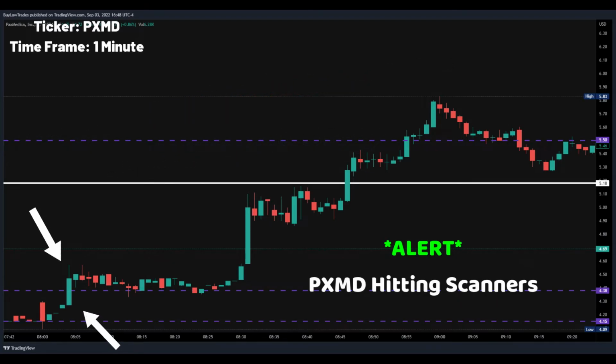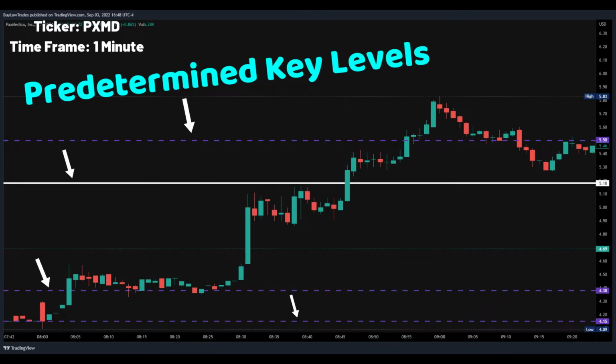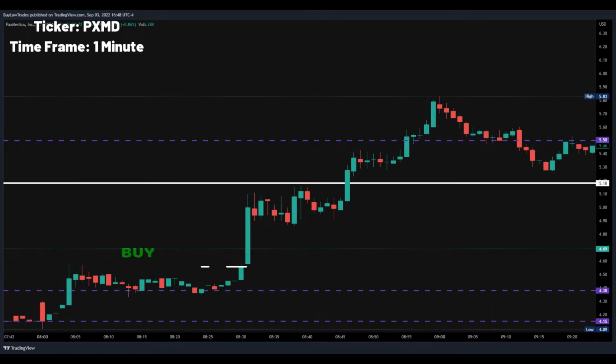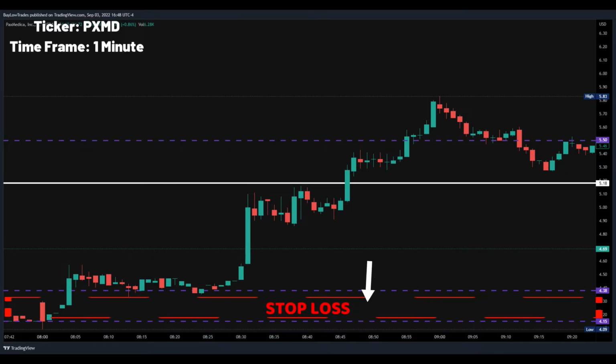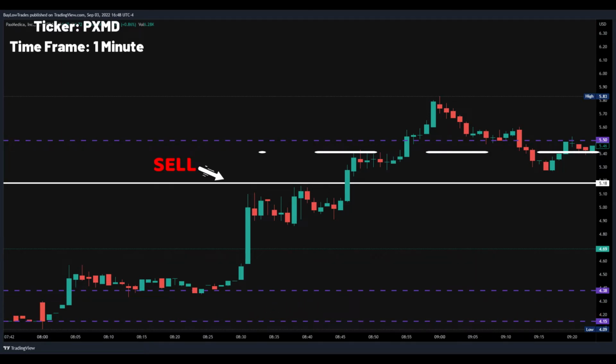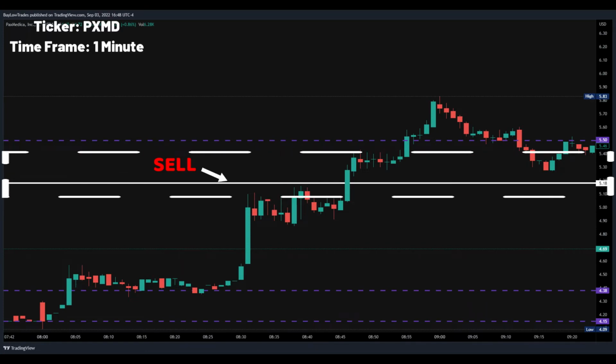We got PXMD hitting our scanners and giving us an alert. I pull up the chart and see we have predetermined key levels. Now that I have these levels marked out, I'm looking for a close over that resistance to make my trade long. If we can hold above that and not close back below in our stop loss area, I'll go long and look for a target above. As we can see, we hit our target above and got our sell.